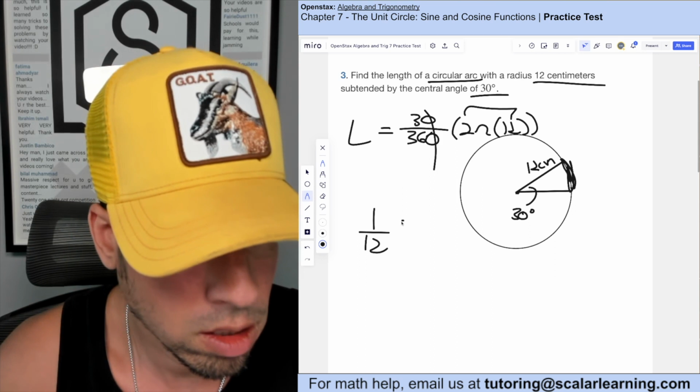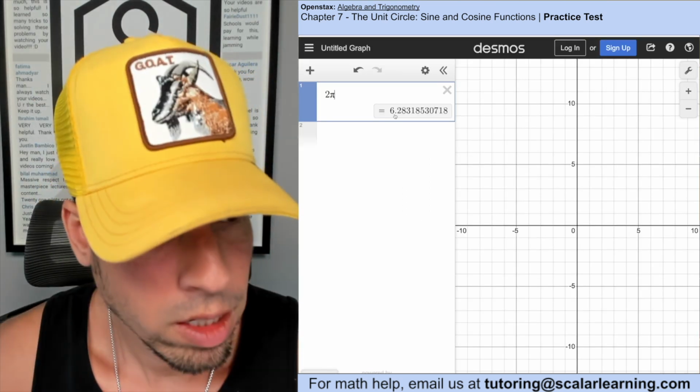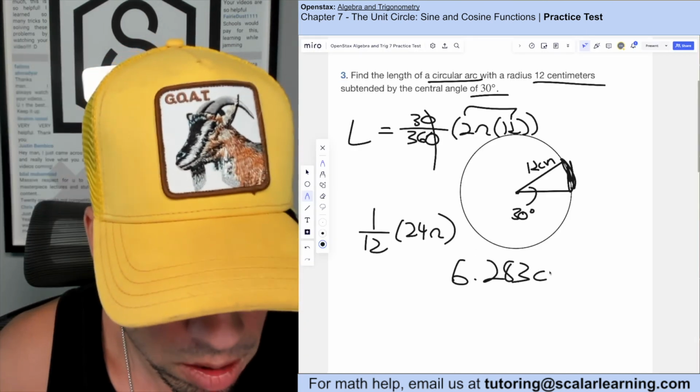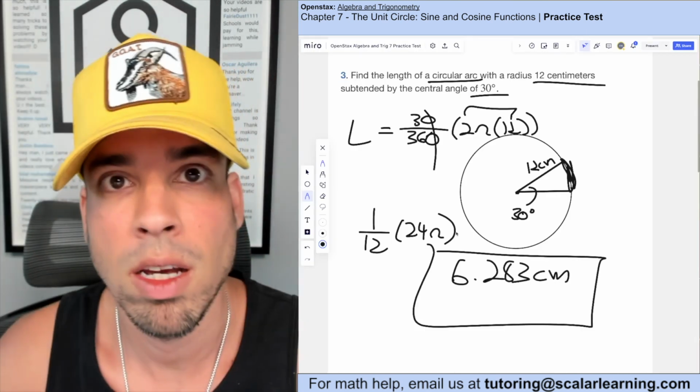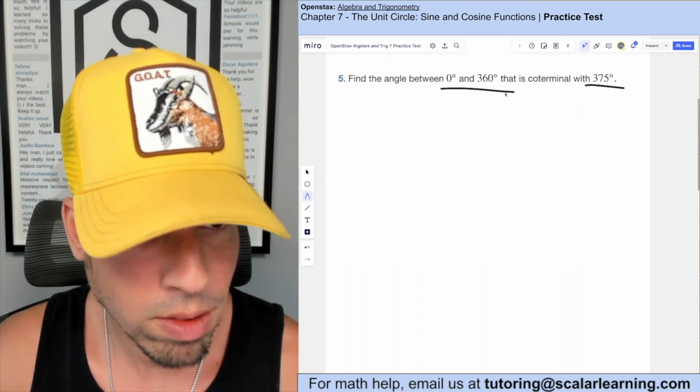30 over 360 simplifies to 3 over 36, simplifies to 1 over 12. And then this is times 24 pi. So let's plug it into the calculator. So here we get 6.283. So 6.283 centimeters is the answer. Boom, done.